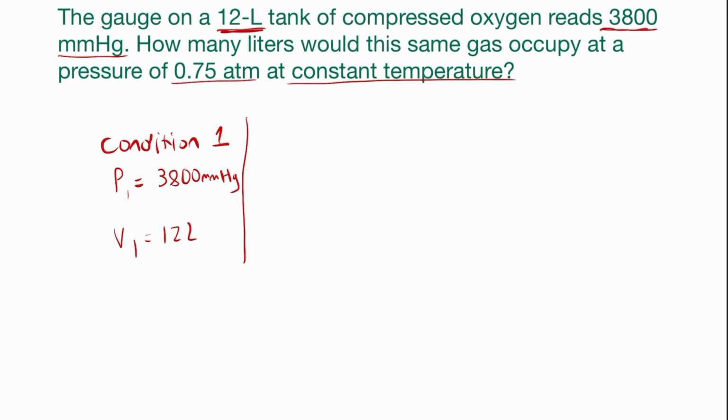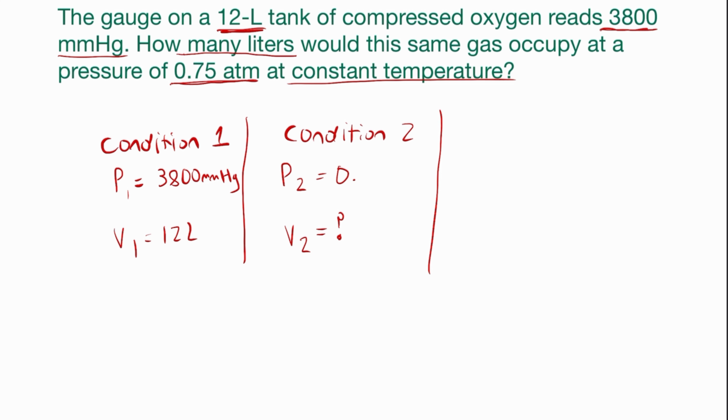Okay. Condition 2. We are looking for the second volume because it asks how many liters, which is a measurement of volume. How many liters would this same gas occupy? So we're looking for V2. That is what we're looking for. Our P2, what's the second pressure that we're looking for? Well, it says how many liters would this same gas occupy at a pressure of 0.75 atm or atmospheric units. So this would be our second pressure.